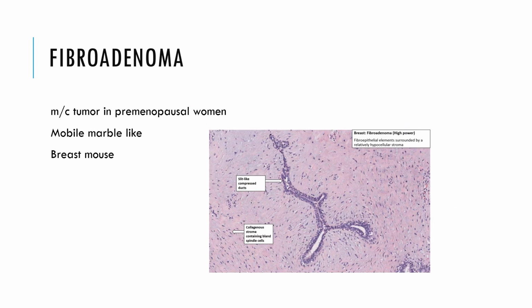Then fibroadenoma, which is the most common tumor in premenopausal women. There is a painless mass, and they are mobile and marble-like. It's called a breast mouse because it is highly mobile. Think of fibroadenoma. This histological picture shows a slit-like compressed duct with a collagenous stroma containing blunt spindle cells. So fibroadenoma is seen in the stroma. Fibroepithelial cells are surrounded by a relatively hypocellular stroma.